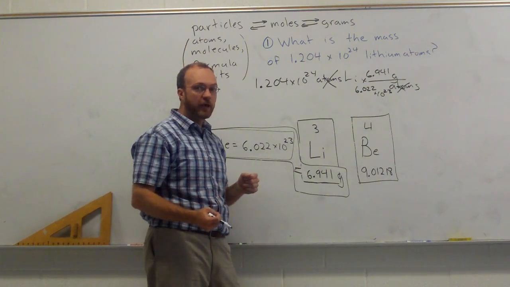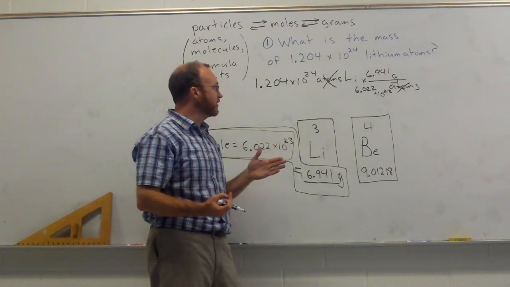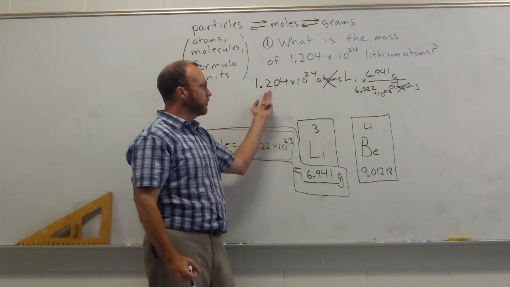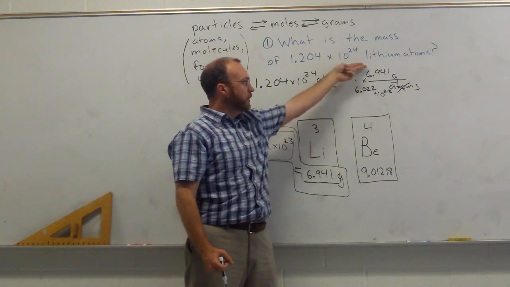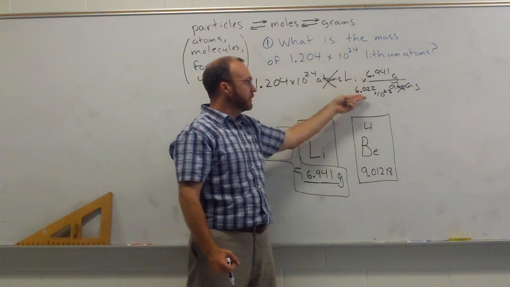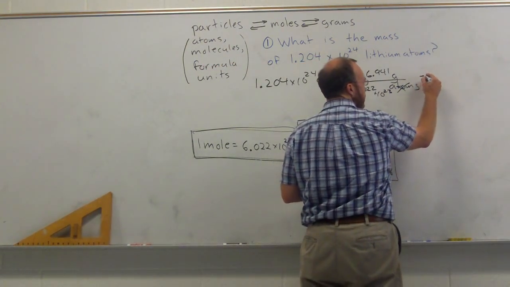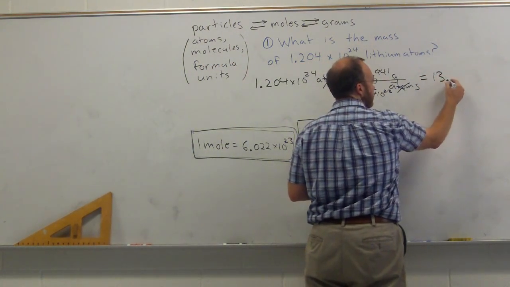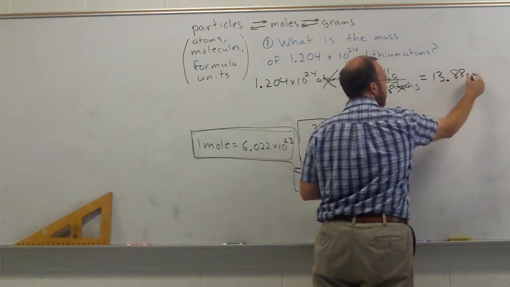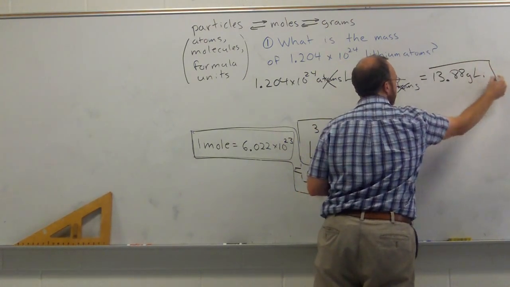What you would type in your calculator or what you would multiply out has not changed. 1.204 times 10 to the 24th times 6.941 divided by 6.022 times 10 to the 23rd. And when you do that, you'll get 13.88 grams of lithium.